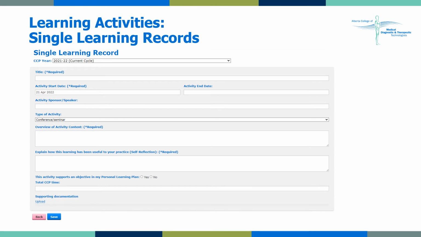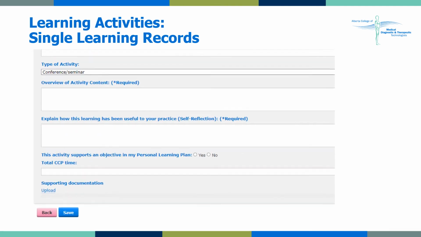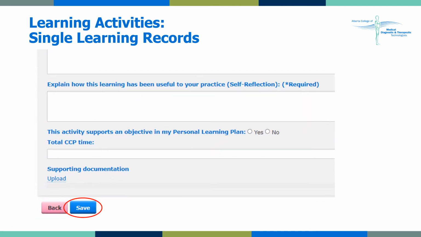You may also upload evidence of your learning activities, such as a certificate of attendance, to the record using the upload link in the supporting document section. Uploading documentation is not a mandatory component of the CCP, but it is available for your convenience and record keeping. Remember to click the Save button once you have entered all the information.